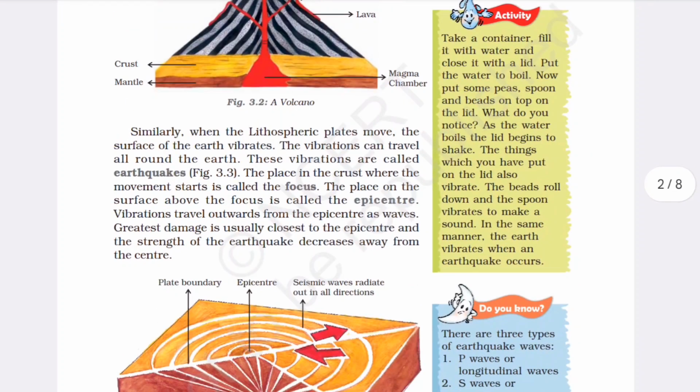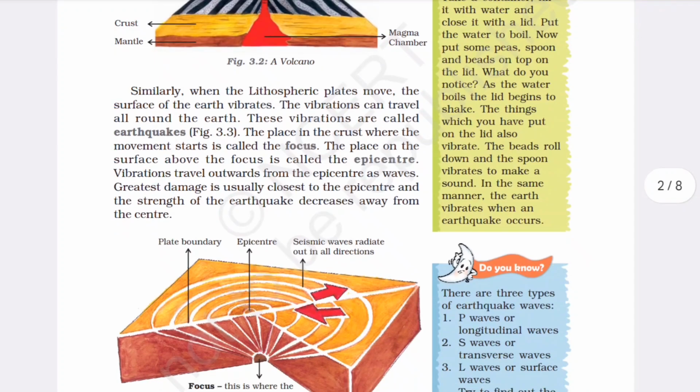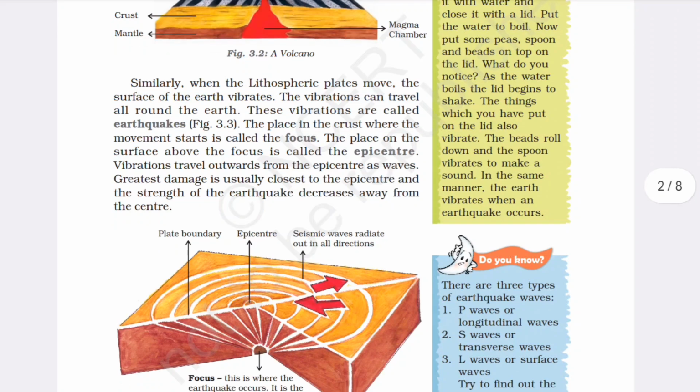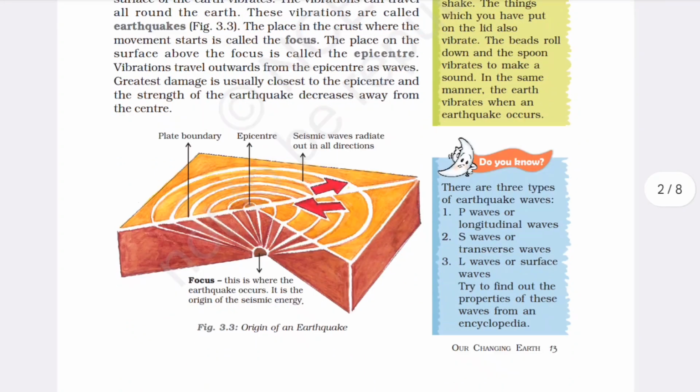Similarly, when the lithospheric plates move, the surface of earth vibrates. The vibration can travel all around the earth. These vibrations are called earthquake. The place in the earth crust where the movement starts is called focus. The place on the surface above the focus is called epicenter. Vibrations travel outwards from the epicenter as waves. Greatest damage is usually closest to the epicenter, and the strength of the earthquake decreases away from the epicenter.